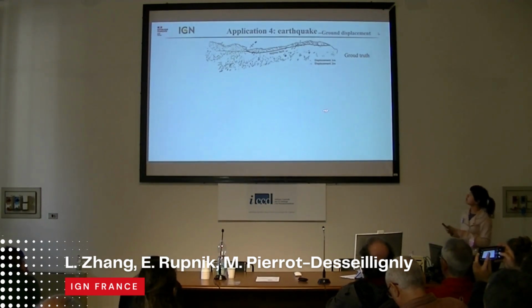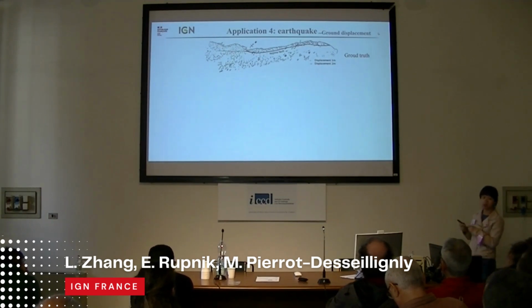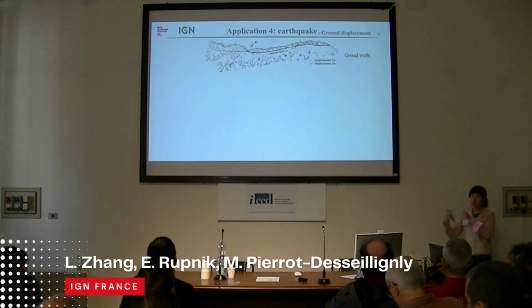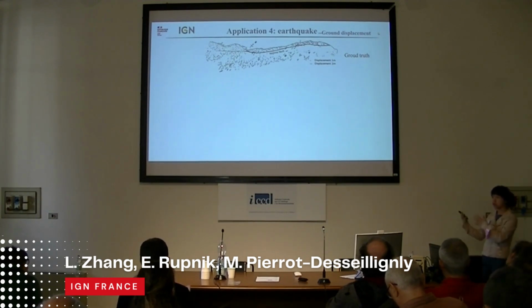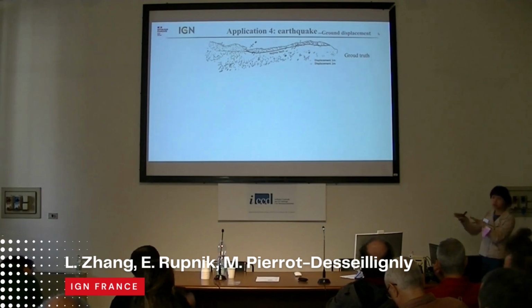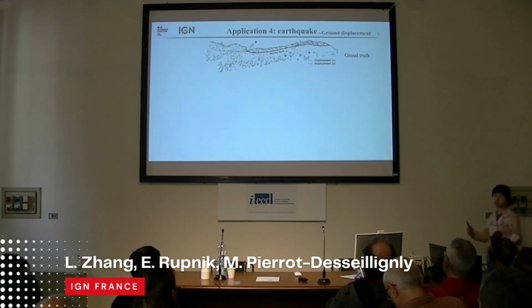And this is the ground truth, ground displacement caused by the earthquake. So in this application, we are not only interested in the DOD, but also we will further generate the orthophotos of each individual epoch, and we will do a correlation to calculate the ground displacement caused by the earthquake. And we will compare it to this ground truth. So this ground truth is from independent source and also generated with a lot of manual work.